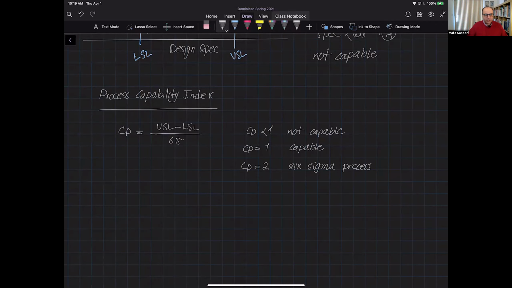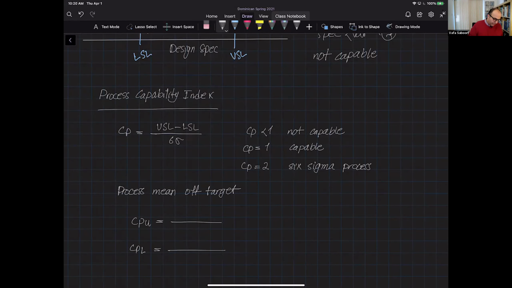Sometimes I have a process shift, meaning that my mean is not exactly on the target, okay? The mean of my process is not exactly on the specification target. In those cases, I break down this formula into two pieces and calculate two things. So when process mean is off target, we calculate two things. First, calculate CPU, and then we calculate CPL, okay? Upper process capability and lower process capability.